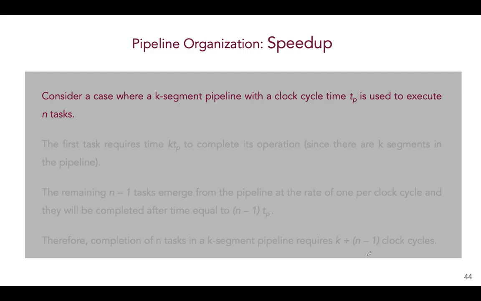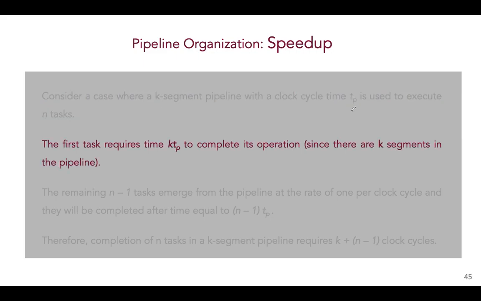Consider, for instance, that you have a k-segment pipeline with a clock cycle time TP, and we're going to use this k-segment pipeline to execute n tasks. So the number of tasks is n, the number of segments in the pipeline is k, and the clock cycle time is TP. Now, the first task requires k into TP time to complete, because TP is the clock cycle time and k is the number of segments in the pipeline. So each task will have to move through all of the segments of the pipeline.